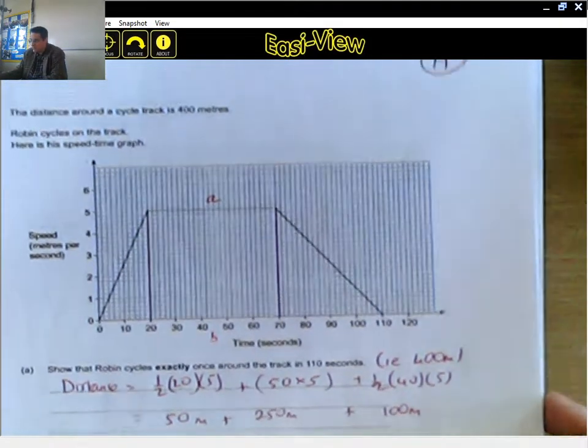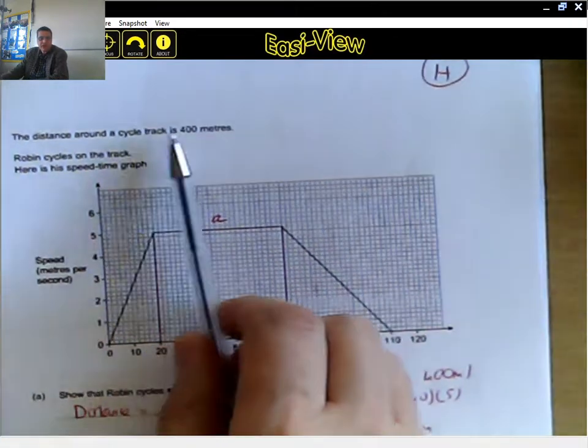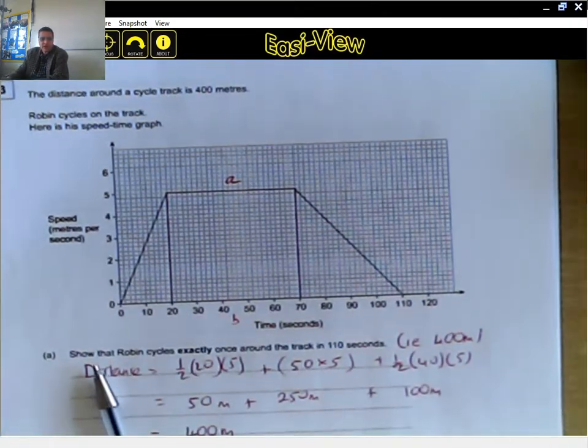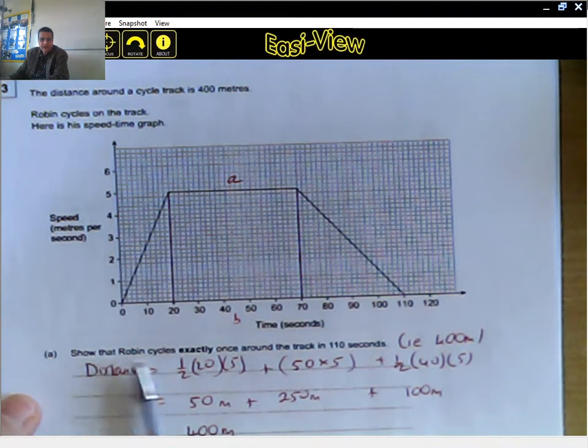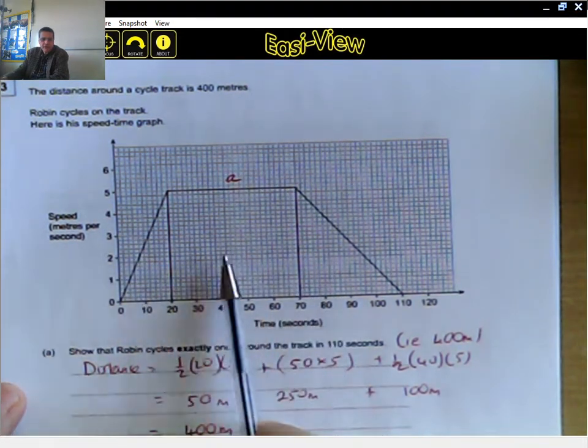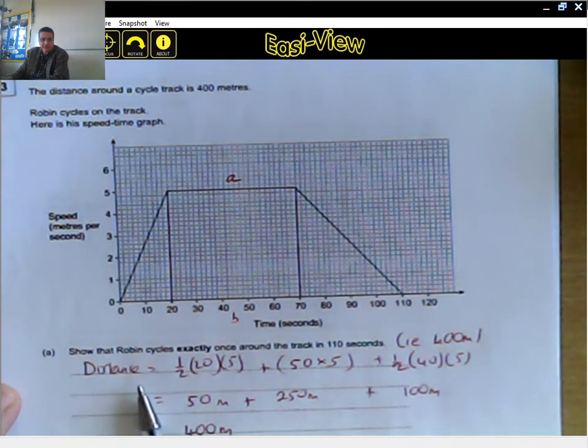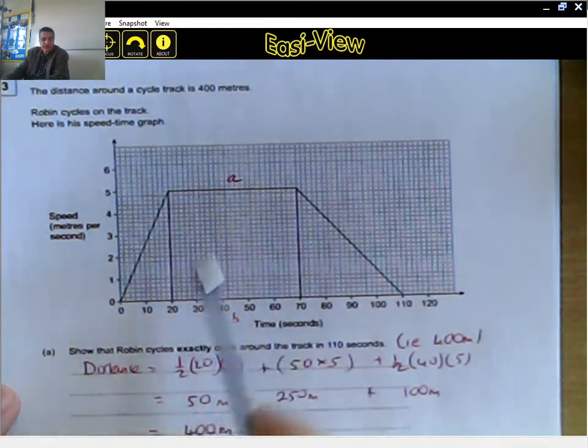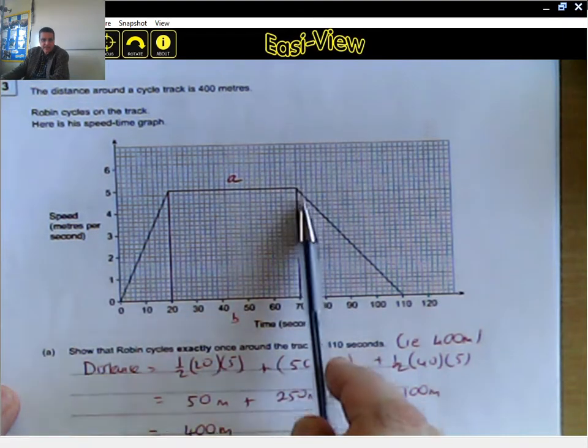Question 3, dead easy. Distance around the track is 400 meters, prove it. Okay, in 110 seconds I've got 3 little blocks of area, which is 3 little blocks of distance, or better still, just use the trapezium by itself. There's your A, there's your B, and there's your H.